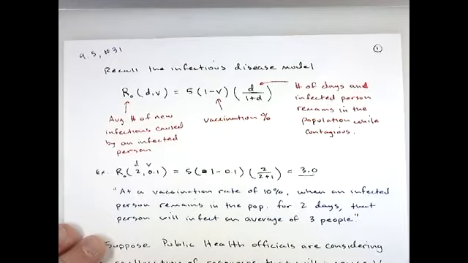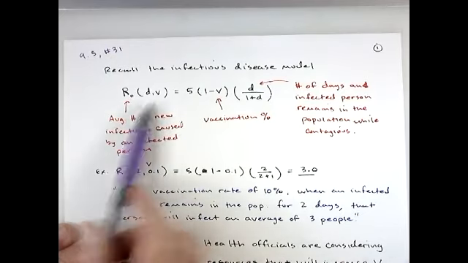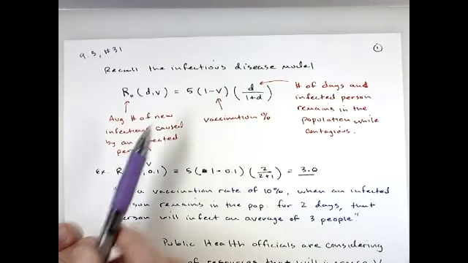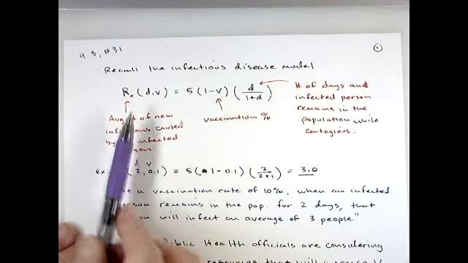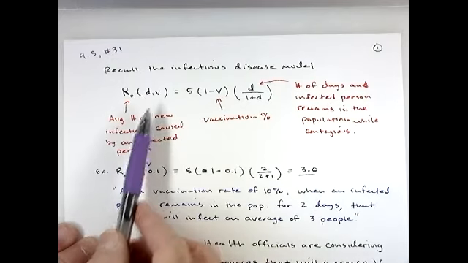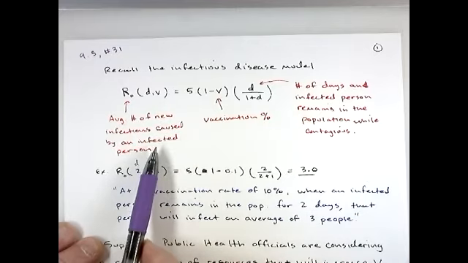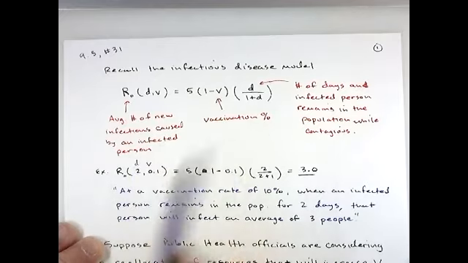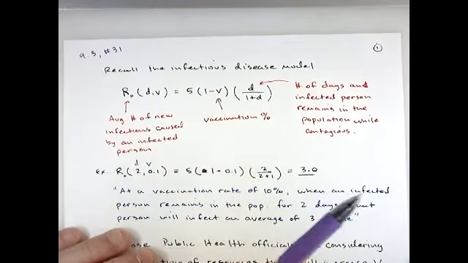particularly at this time when we're all stuck inside our houses with COVID-19 out there. And so this is the infectious disease model that I introduced earlier in a previous video. R naught, if you recall, is a measure of how many new infections an infected person causes when they're in a population that's completely susceptible to getting the disease.